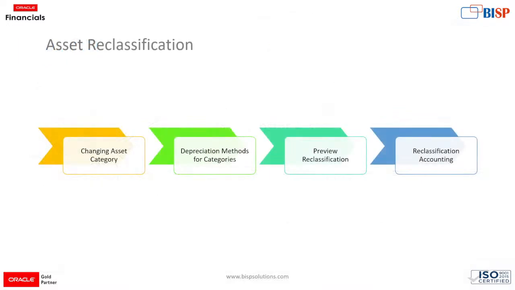So reclassification of asset: we will change the asset category, and the depreciation method for the category will also get changed, and preview the reclassification and reclassify the accounting also. We will see the accounting also in the application itself. So let us quickly navigate to the application and see how things are performed.